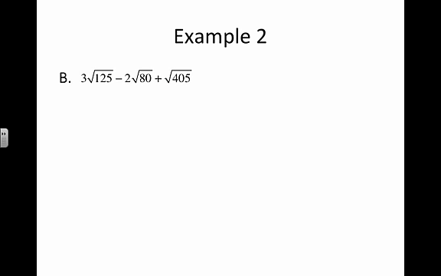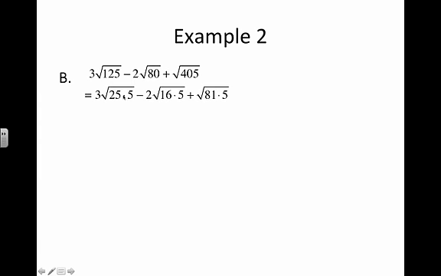I've got 3 times the square root of 125 minus 2 times the square root of 80 plus the square root of 405. I want to try to simplify this. Remember, you simplify each term individually, and then you try to combine like terms. 125 is equal to 5 times 25, so 25 times 5 there, minus. Now let's see if I can write 80 as something times 5. Well, 80 divided by 5 is 16. And that's great because 16 is a perfect square. So I'm going to rewrite 80 as 16 times 5.